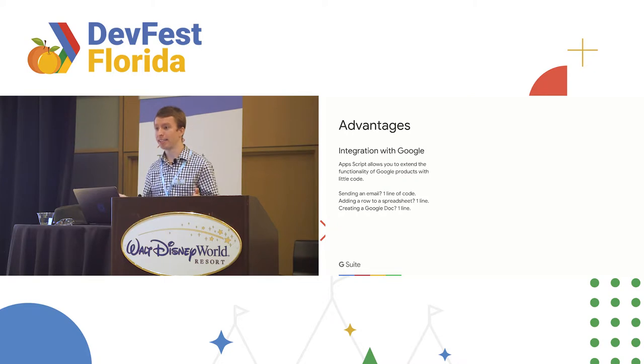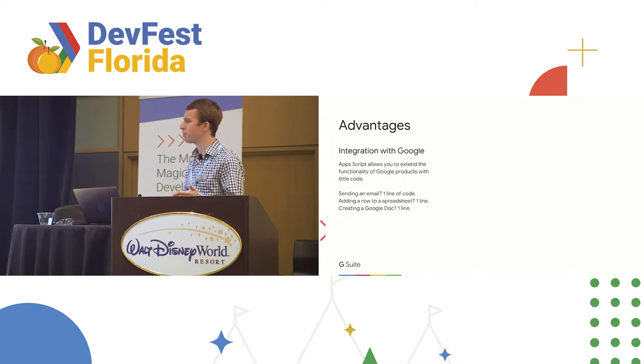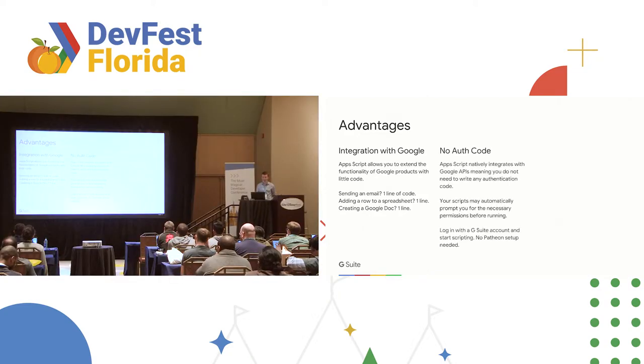So some of the advantages, like why would you use AppScript versus just using Node or Python, right? Well, one is the integration with Google. So AppScript allows you to extend the functionality of Google products with just a little bit of code. So for example, if you're trying to send an email, it's one line of code. Adding a row to a spreadsheet, one line of code. Creating a Google Doc, one line of code, sort of get the picture.